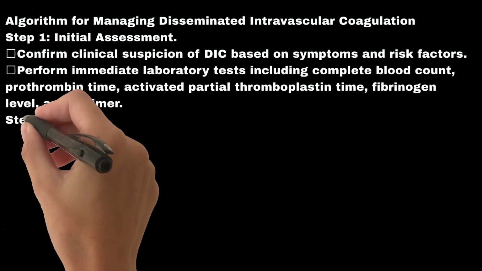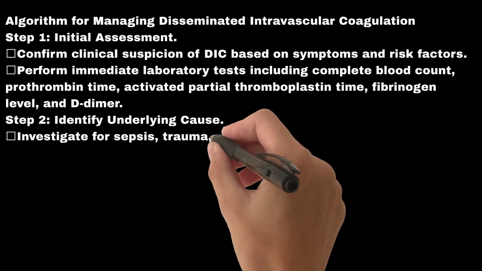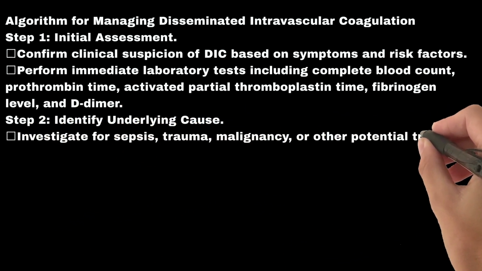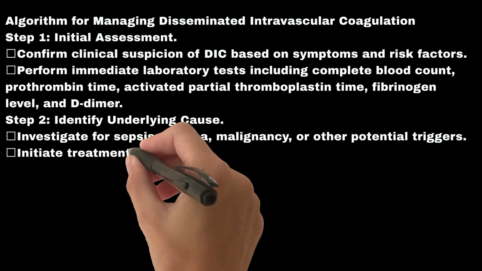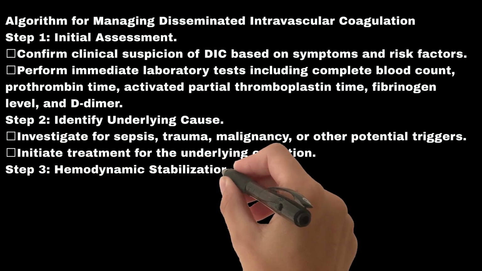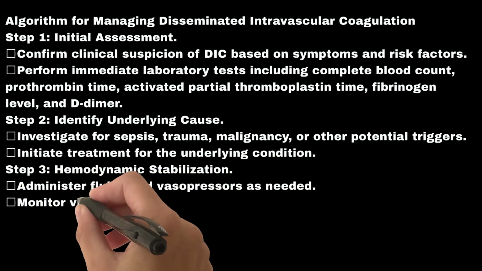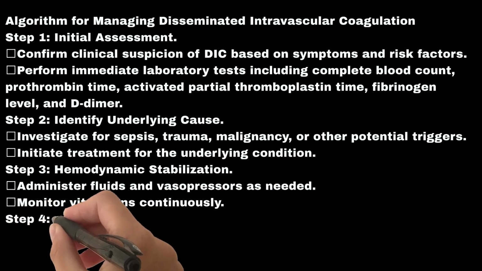Step 2. Identify underlying cause. Investigate for sepsis, trauma, malignancy, or other potential triggers. Initiate treatment for the underlying condition. Step 3. Hemodynamic stabilization. Administer fluids and vasopressors as needed. Monitor vital signs continuously.